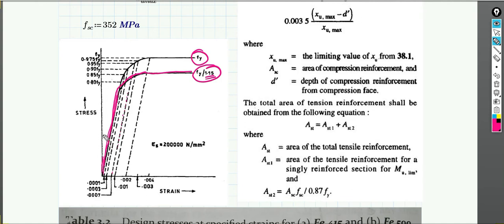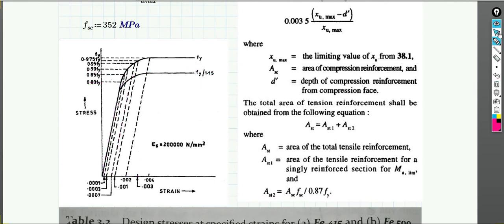For our case the strain we have got is 0.003. So this is 0.002 point, this is 0.004 point. So 0.003 will come somewhere here, right? So you have to draw a line parallel to the straight portion of the stress strain graph, and then from here you can find out the value of your stress. But as you can see, this graph is not very accurate.